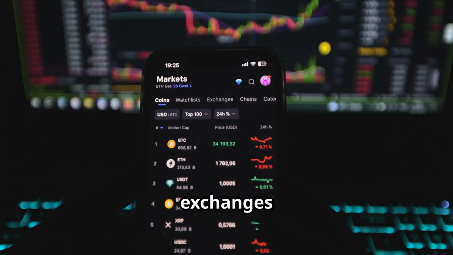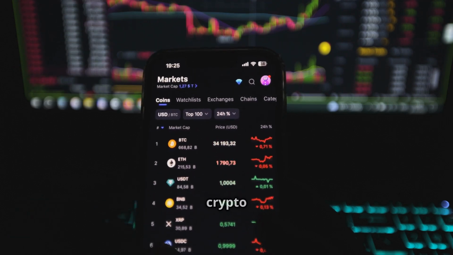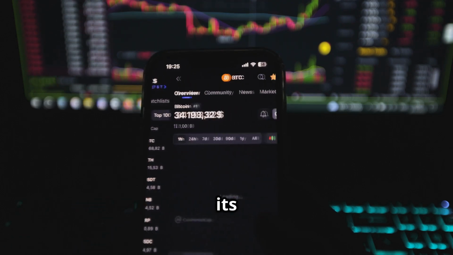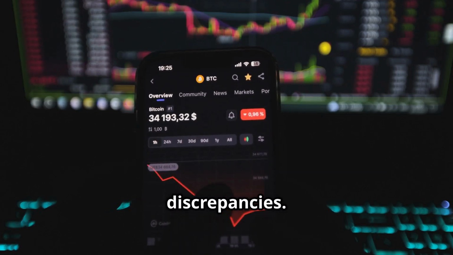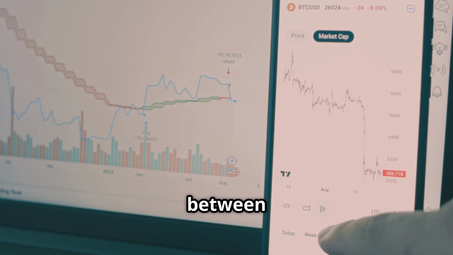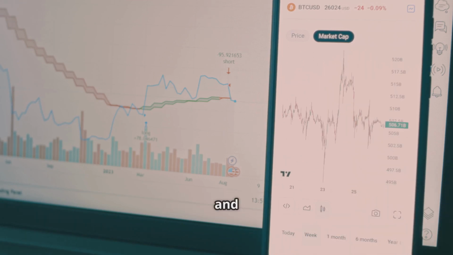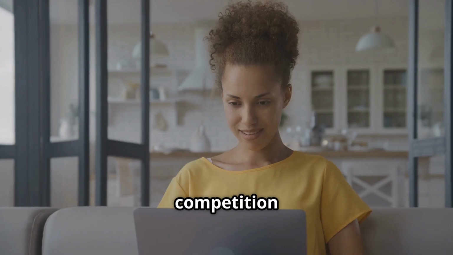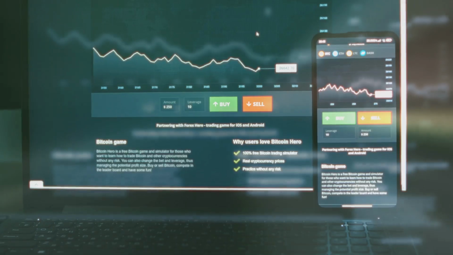Second, different exchanges. Imagine hundreds of sneaker stores, each with its own prices. That's crypto exchanges for you. Each has its own fees, trading volumes, and user base, leading to price discrepancies. Third, slow transactions. Even in 2025, moving money between exchanges can take time. This delay creates opportunities for those who are quick and prepared. So, while competition exists, there's still plenty of room for savvy beginners to profit from arbitrage.